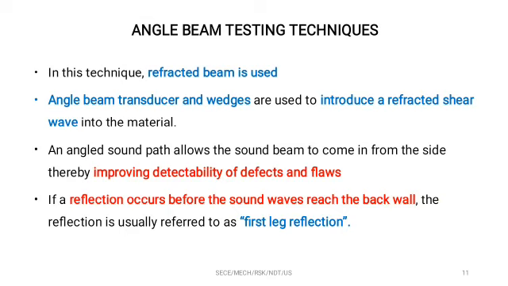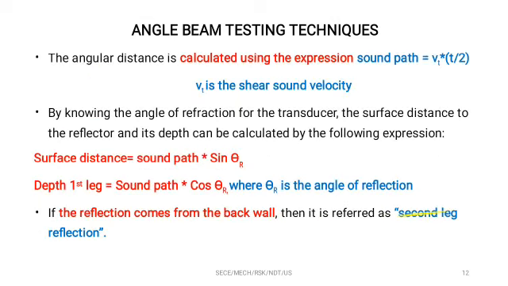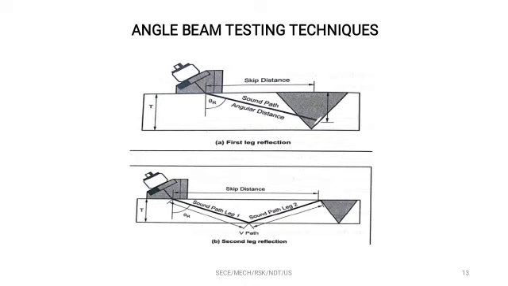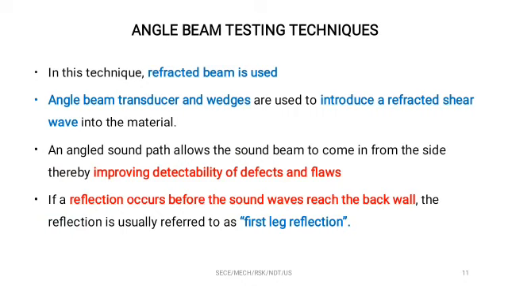But in the case of angle beam, the sound waves are propagated at an angle. You can easily see this in the diagrammatic representation. You can see here the sound waves are projected at an angle by means of a wedge. This inclined propagation of the sound wave, or the refracted sound wave, is used to improve the detectability of defects and flaws. There may be improvement in identifying defects and flaws that may be ignored when you go for the straight beam type.